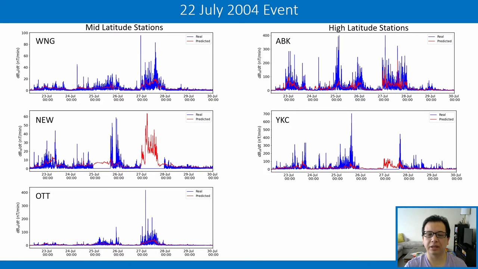More importantly, as the neural network that we chose does not use the time history of the ground magnetometers, there is no fear of the model following the measurements with a delay instead of doing a real prediction, which is a common problem with recurrent neural networks. That can be clearly appreciated in the Newport and Yellowknife stations, where the predictions between July 27 and 28, marked between the green bars, are still consistent with the fluctuations seen in the other stations of similar latitude, even though there are no in-situ measurements.